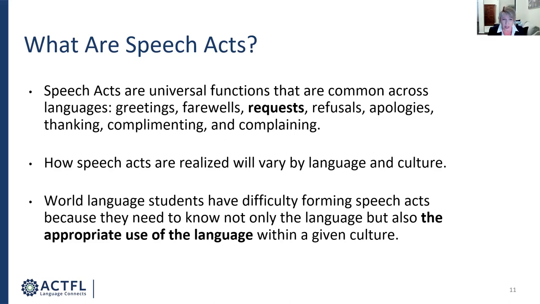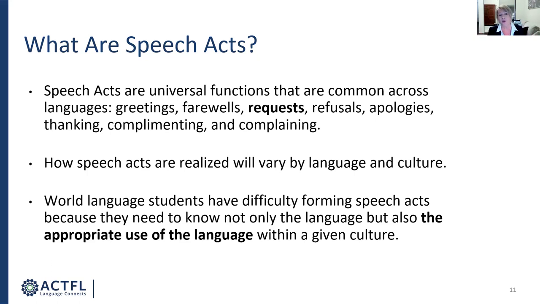So let me give you an example in Spanish and in English. I've been married for 32 years. And at dinner, if I want the salt, I will say to my husband, could you please pass me the salt? So could you, that's an ability question. I'm being very polite, and I use the politeness marker, please, could you, would you?